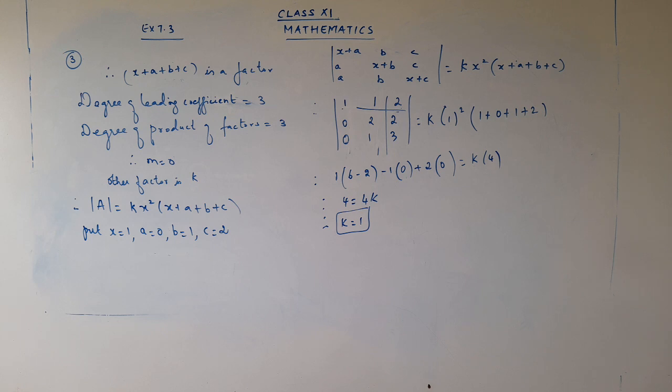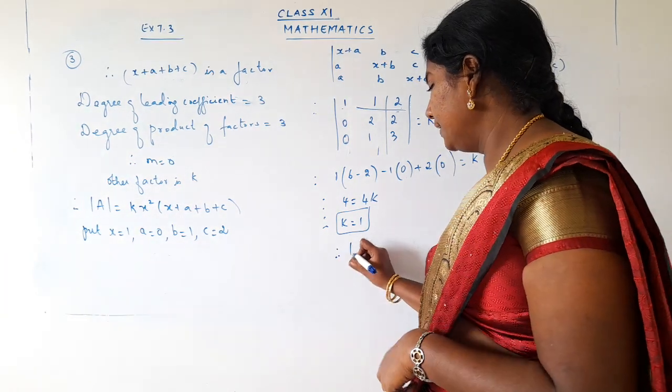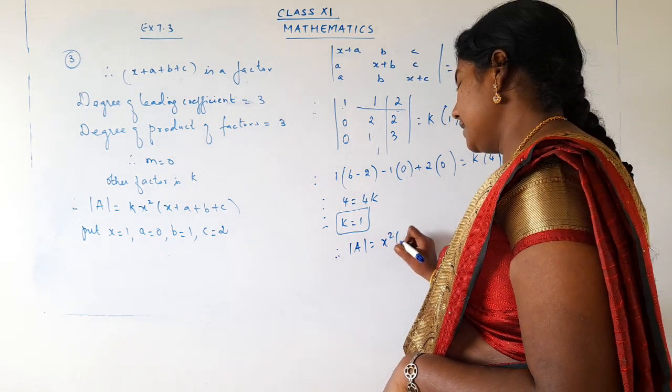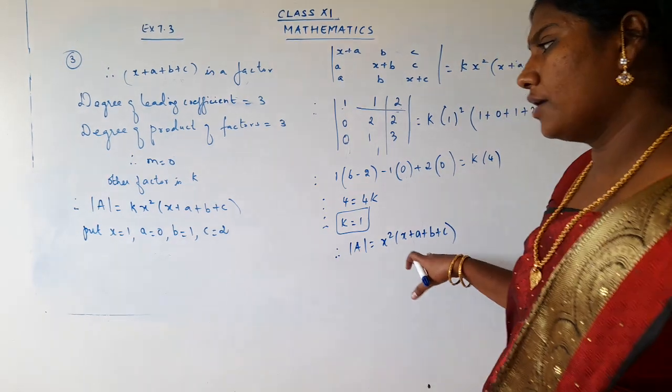Okay, so we have found the value for k, so just substitute it in the determinant. So what do you get here? I get, therefore, determinant of A is equal to x square times (x plus a plus b plus c). This is what I get.